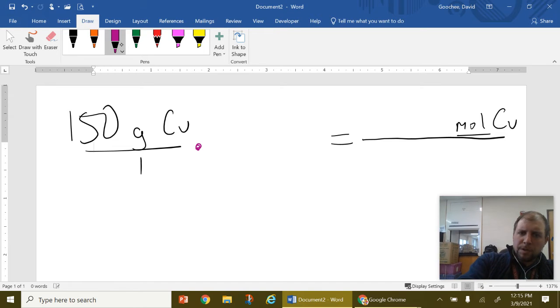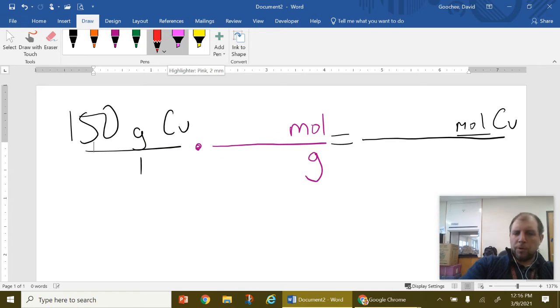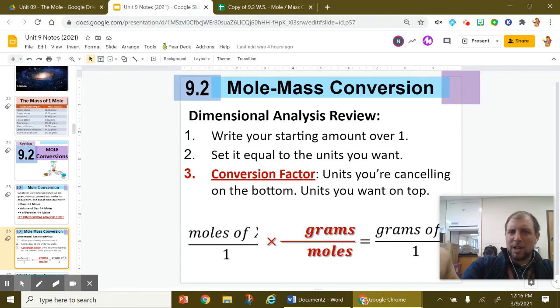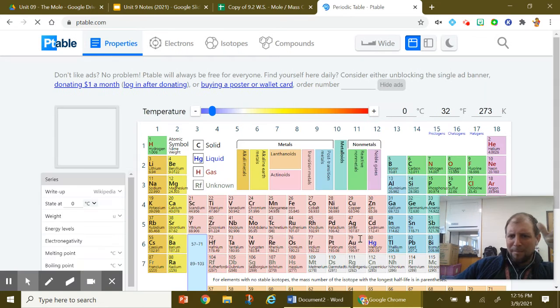So I need to convert these grams of copper into a number of particles. To do that, I'm going to have to do some conversion here. Remember dimensional analysis: grams needs to go on the bottom, and I need to convert into moles. I have to get out of a unit of grams of copper into a unit of moles of copper in order to move forward with my chemical calculations. How do I figure out the relationship between grams of copper and moles of copper? This might sound familiar. This is just the number that you find on the periodic table. It's the molar mass.